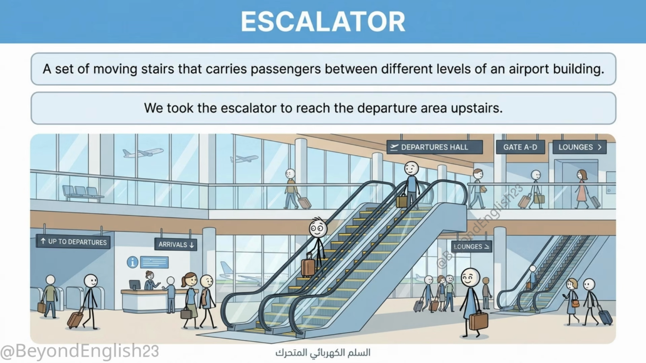15. Escalator. An escalator is a moving staircase that carries passengers between different levels of an airport, such as from one floor to another. Example, we took the escalator to reach the departure level.